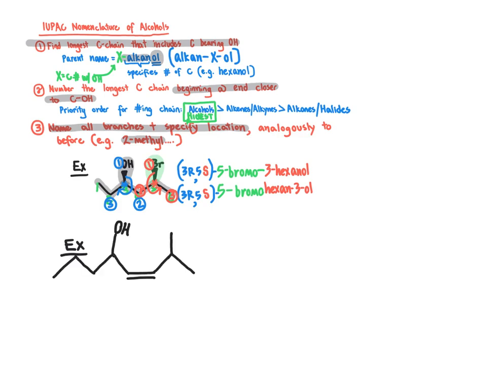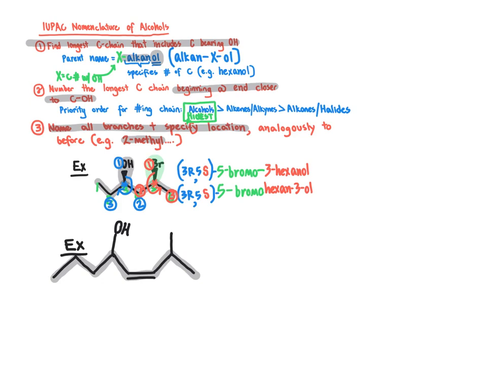Starting through our rules here, we find the longest carbon chain. The priority here is to find the longest carbon chain that includes the carbon bonded to the hydroxy group. That longest carbon chain is going to take us like so through the molecule. Then we figure out how we're going to number that chain. We're going to start at the end close to the carbon bearing the hydroxy group. So we can just ignore the branches, ignore the alkene group. We want to focus on numbering from the end closer to the hydroxy group.